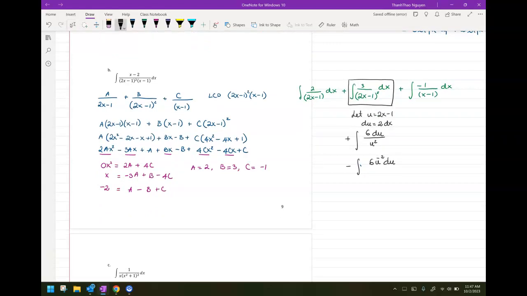So plus the integral, and the last integral is equal to negative ln of x minus 1 plus c. The integral in front is 2 ln of 2x minus 1.